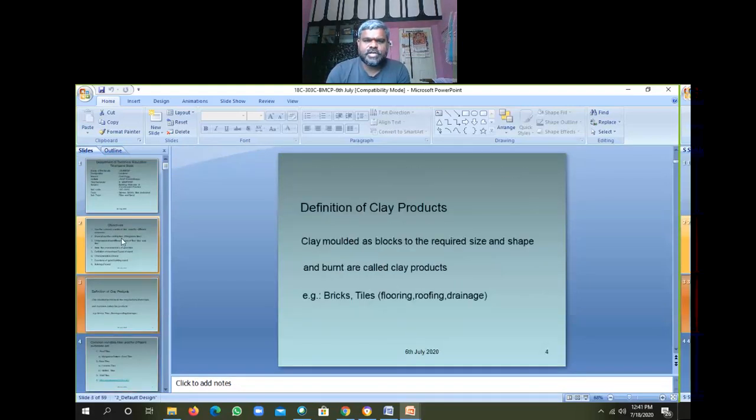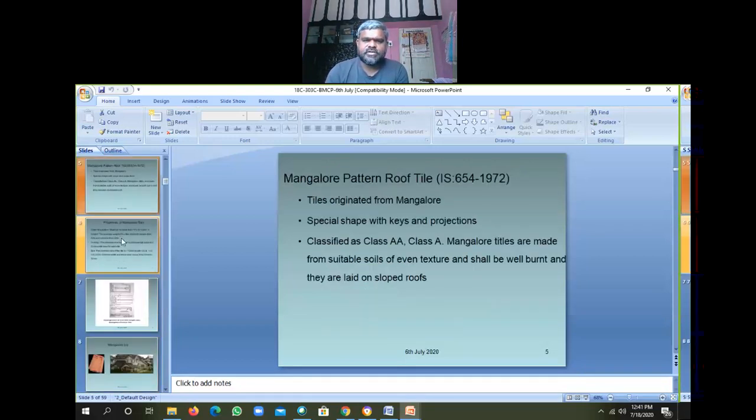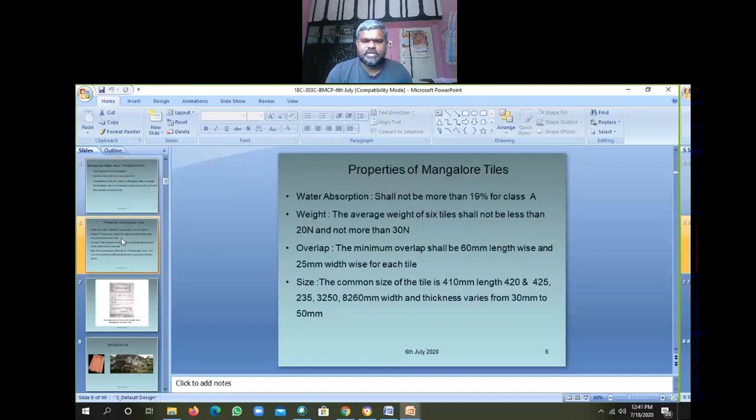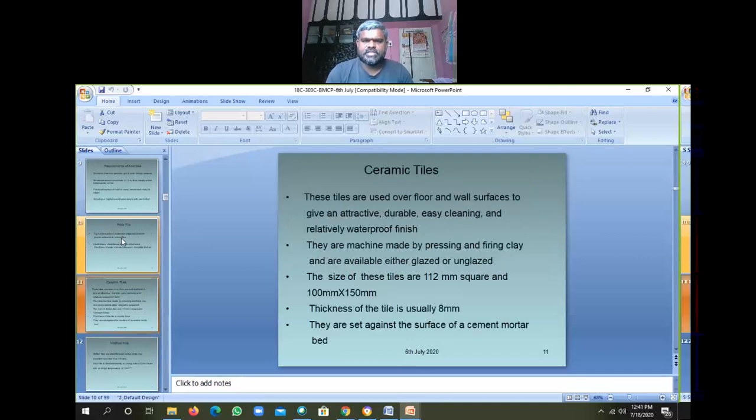Common varieties of clay products also we have seen, like roof tiles, floor tiles, wall tiles, vitrified tiles, ceramic tiles. Likewise, we have seen different tiles. Mangalore tiles originated from Mangalore, right? So these are some clay products we have seen. They come in different shapes, and characteristics of a good tile also we have seen.